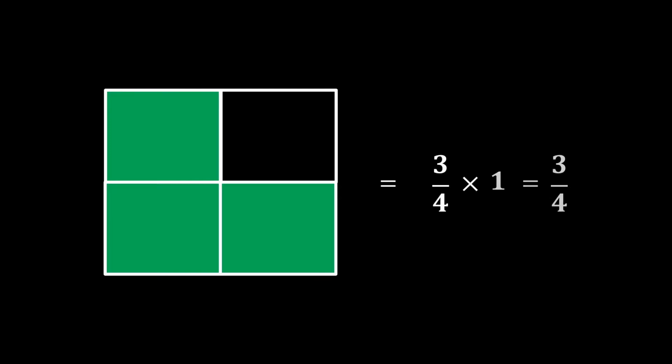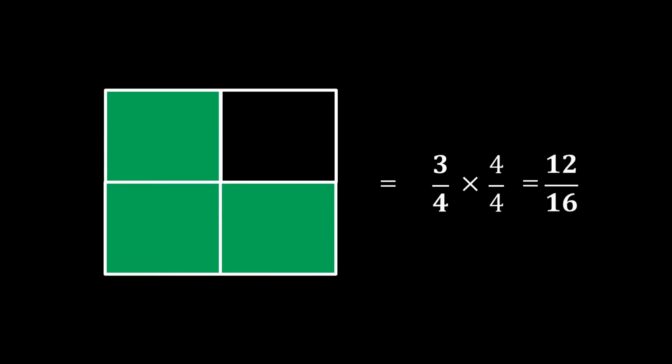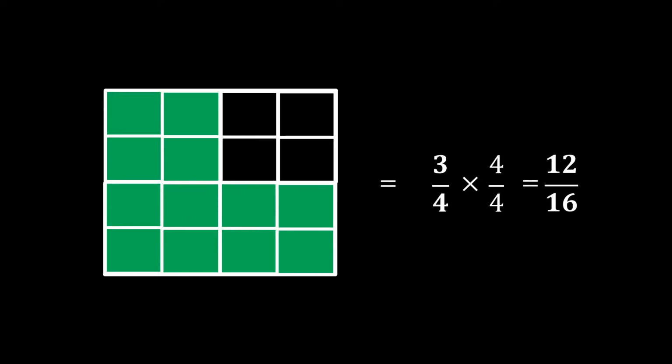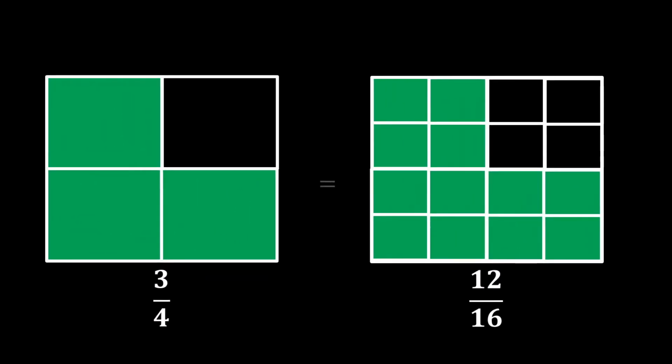Now, if I multiply 3 over 4 by 4 over 4, which is equivalent to 1, and use our understanding of multiplying fractions, the result will be 12 over 16, which can be visualized by shading 12 pieces out of 16. Notice how we increase the number of pieces, but the area shaded stays the same. With this understanding, we can say with confidence that 3 over 4 and 12 over 16 are equivalent fractions.